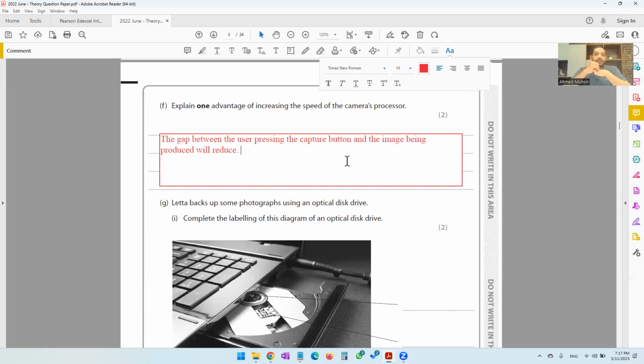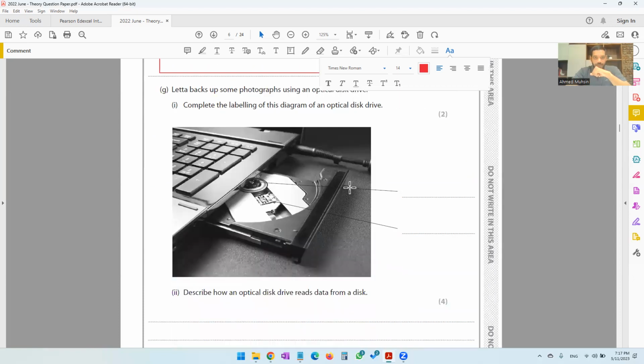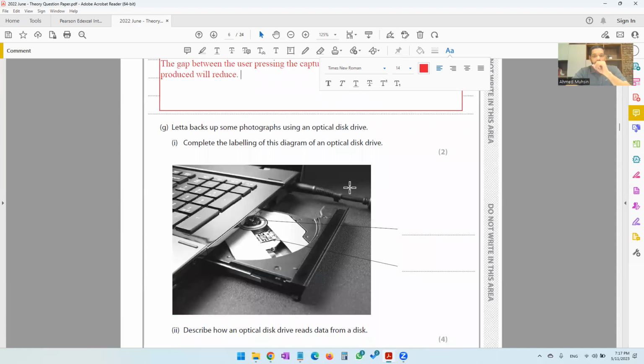Letter backs up some photographs using an optical disk drive. Complete the labeling of this diagram of an optical disk drive. So over here, an optical disk drive has been given. As you can see, this is a laptop. And here you have the optical disk drive. So you open this. And then over here, you place your optical disk, which can be a CD, DVD, Blu-ray. And then you press a button and it closes.